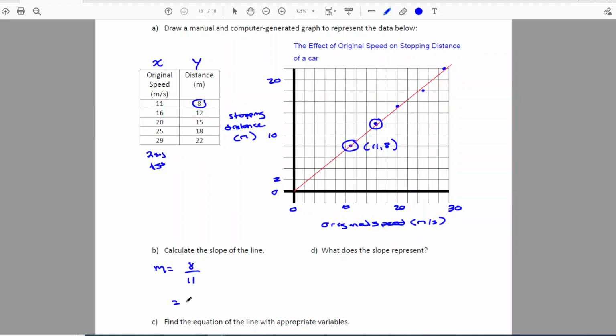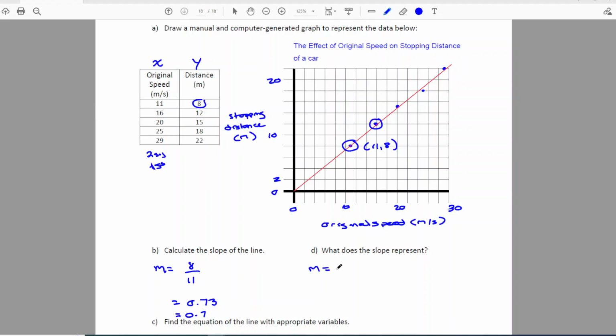So I'm going to say 8 divided by 11 is 0.73. But if you put just 0.7, total judgment call, right? It's not that I don't care. It's that I'm not 100% sure what would be perfect. So if you put 0.7 or 0.73, I'm okay. I'm really looking that you know how to calculate a slope using a point that your line goes through, more than the sig figs. So what does the slope represent?